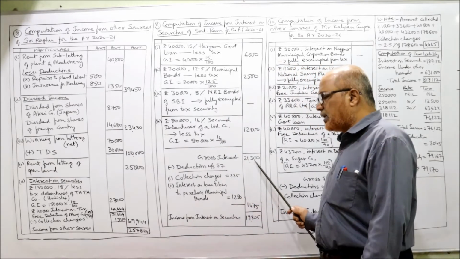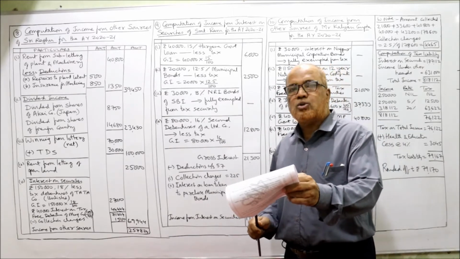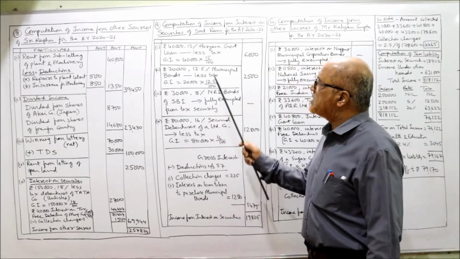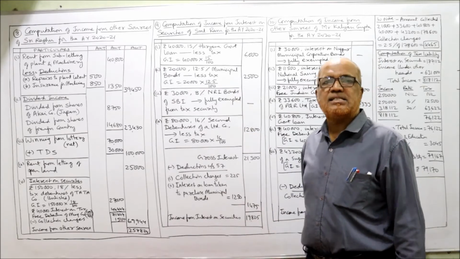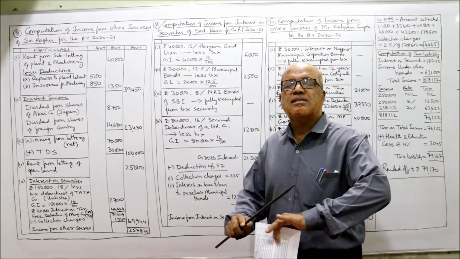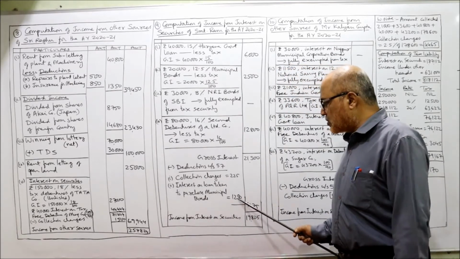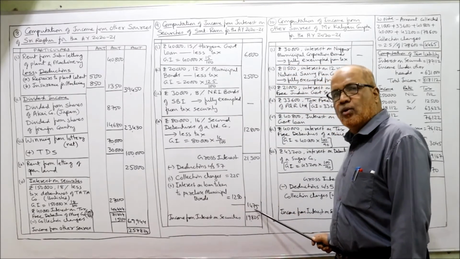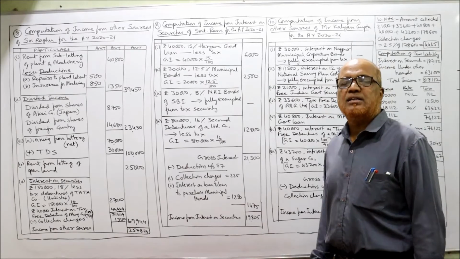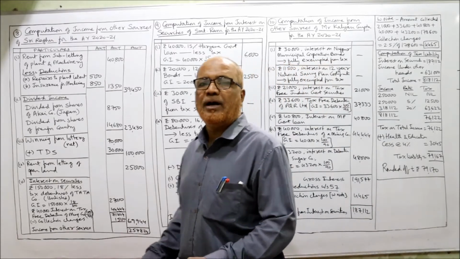So gross interest we got 21,300. Now the collection charges amount to 225 and she paid 1,250 as interest on a loan taken to purchase municipal bonds. For purchasing these municipal bonds, she has taken a loan from the bank and interest is paid on that loan. The Income Tax Act says interest paid on loan taken will be allowed as deduction. So here 1,250 allowed. So total deduction 1,475. Subtract 1,475. Income from interest on security 19,825. That's it. This is the end of problem number 9.